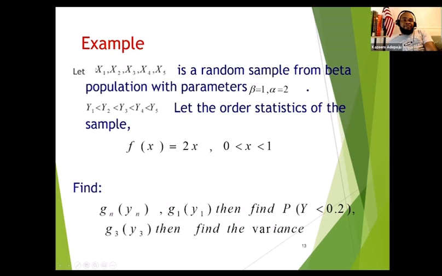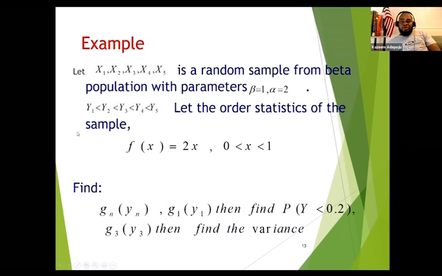So take a look at that. I'm going to go into another example now. Let x1, x2, x3, x4, x5, so they are in order, be a random sample from a beta population with parameters beta equal to 1 and alpha equal to 2. And after 100, this is what you have. And you let the order statistics of the sample. The f of x is given to be 2x. How do I know it's 2x? I'm going to tell you now.